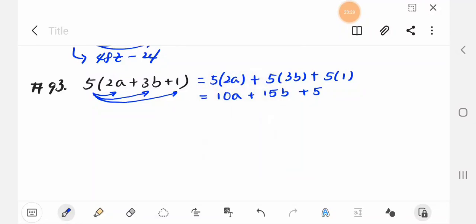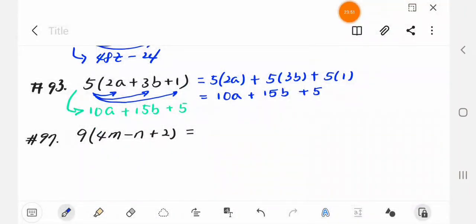Okay, or you can use mental math. Let's use the mental math. 5 times 2a is what? 10a. 5 times 3b is 15b, right? And 5 times 1 is 5.